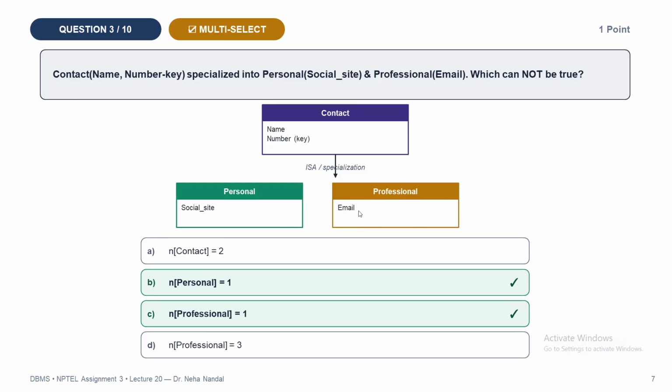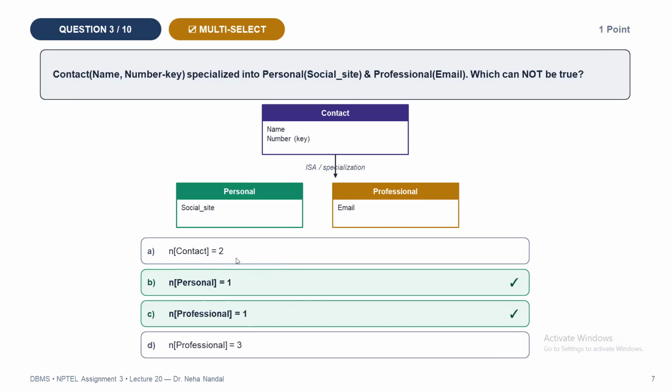Now let's see. Here is the rule everyone forgets with this specialization category. When a subclass becomes a table, it must carry the parent's primary key. Yes, this one, the number. Contact's key is number. So personal has number plus social site, and professional has number plus email.